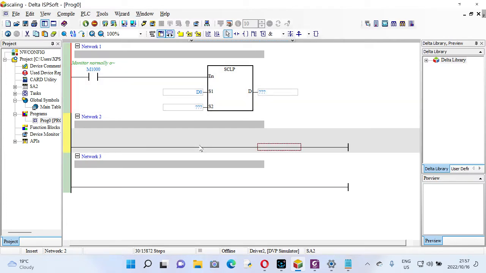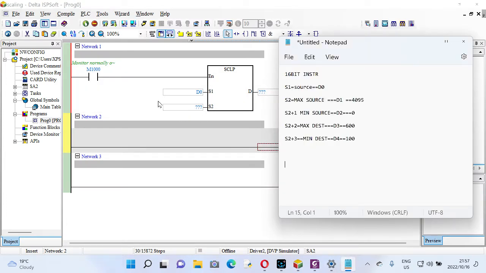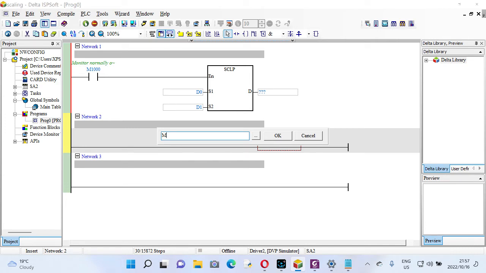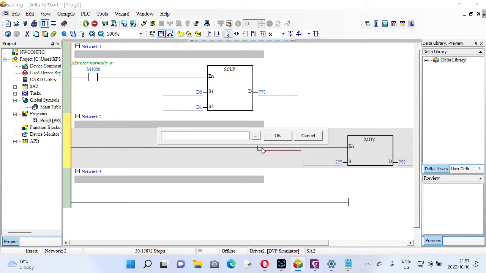So now I'm going to write my stuff on the PLC. This is my source. My parameter starts on D1, so I put D1 here. Right. And then here I put a move. I just type MOV. Right here I put a load M1000.